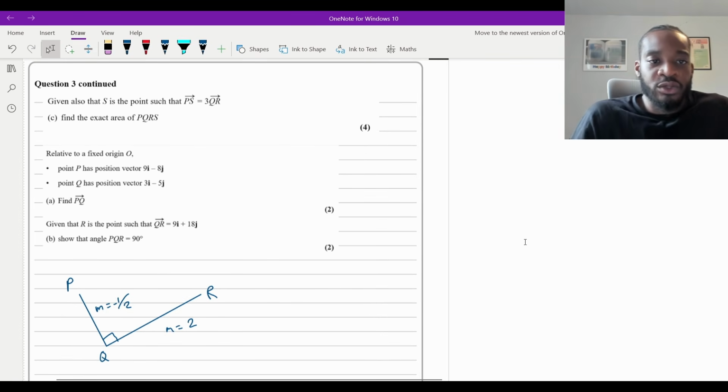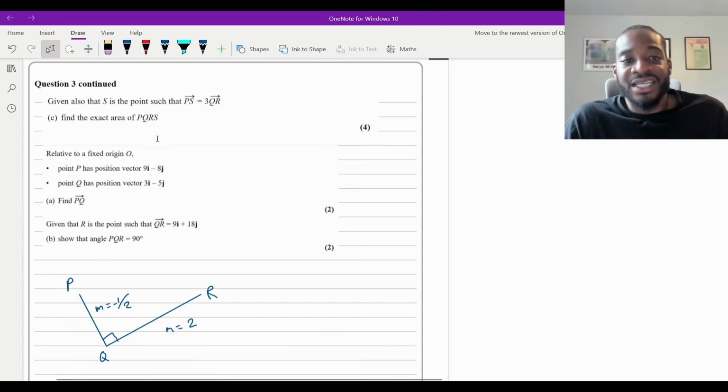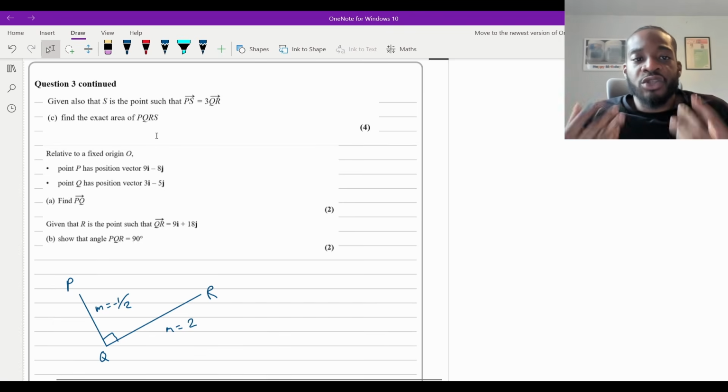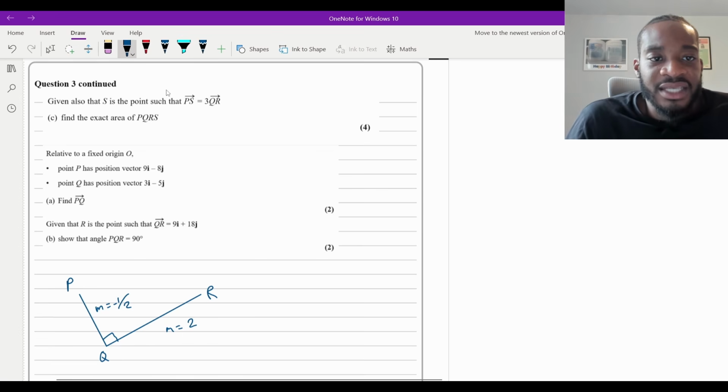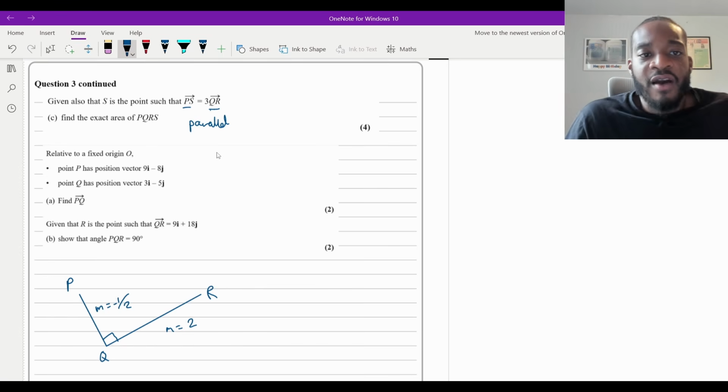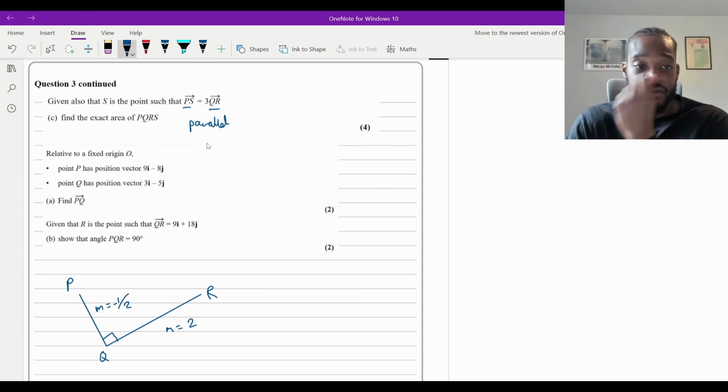Right now, we know it's a quadrilateral. They've told us that S is a point such that PS is 3 times QR. So for me, that tells me that vector PS and vector QR are parallel. They must be parallel, aren't they? Because one is expressed as a multiple of the other.